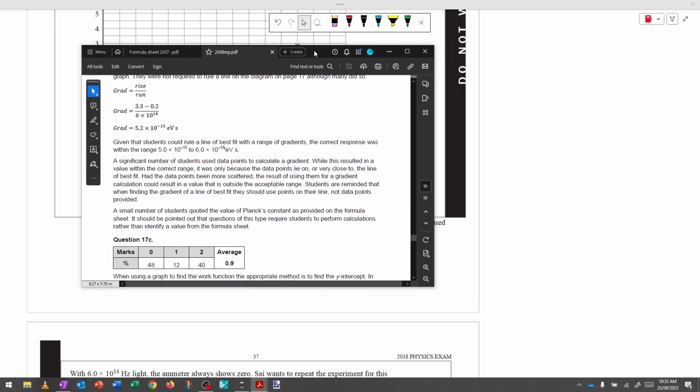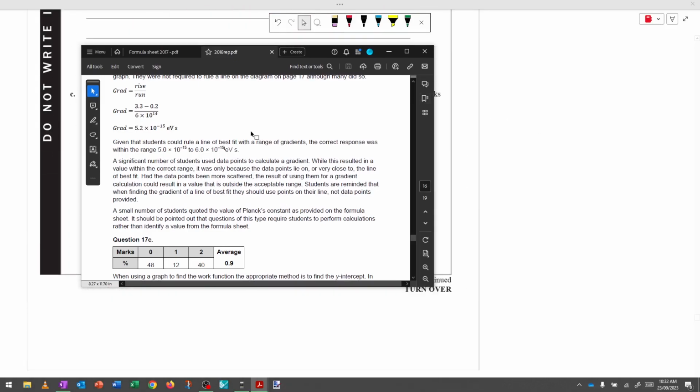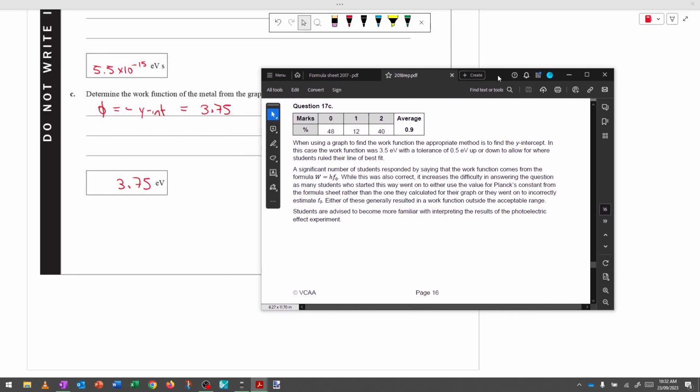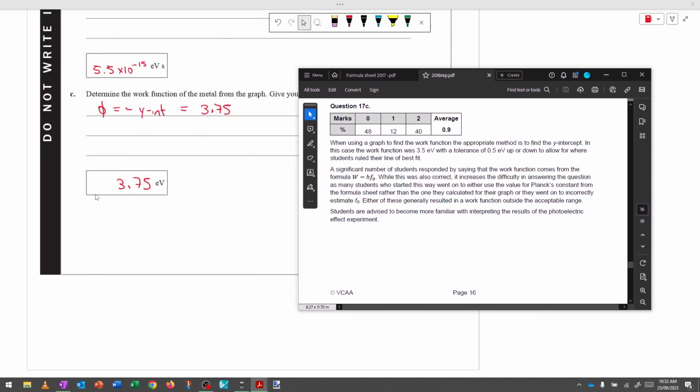All right. So let's look at our report. Here we go. Using the graph, you get the work function is around 3.5 with a tolerance of 0.5 up or down to allow for variations in how you drew your line of best fit. So for us, it's 3.75, still within the tolerance. So we're all good.